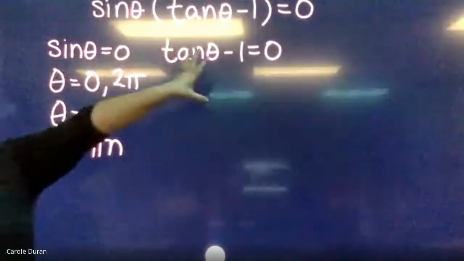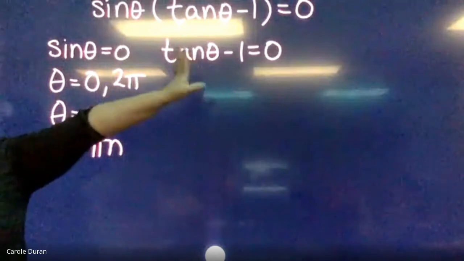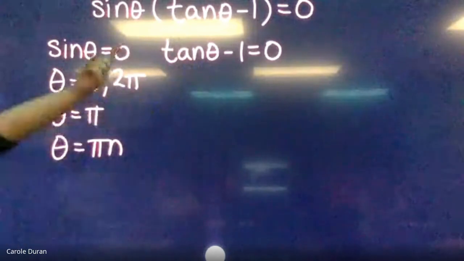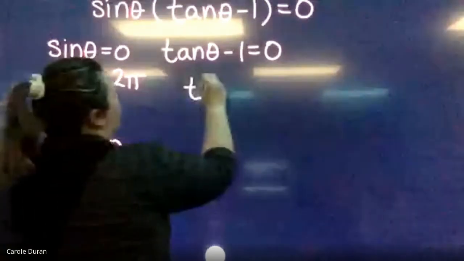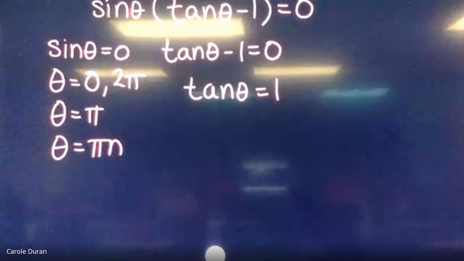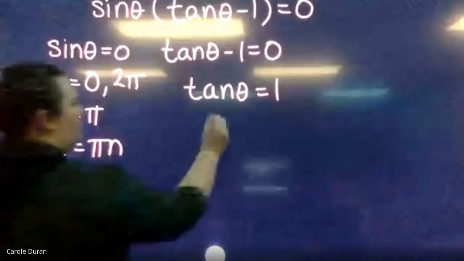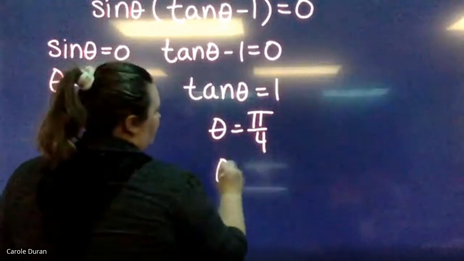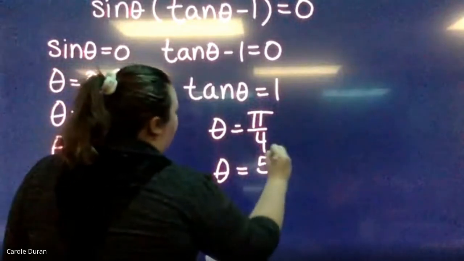So now we're going to do tangent theta minus 1 equals 0. What's the first thing I'm going to move here? Add the 1 to the other side. When I do, I get tangent theta equals 1. And I can use the chart on the back of my unit circle for this. What two angles have a tangent value of positive 1? Pi over 4 and 5 pi over 4.